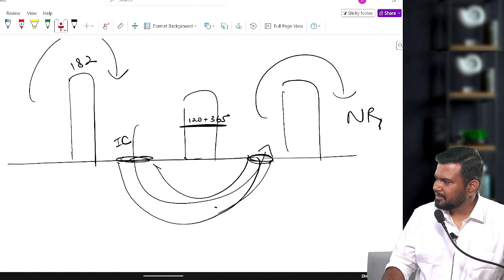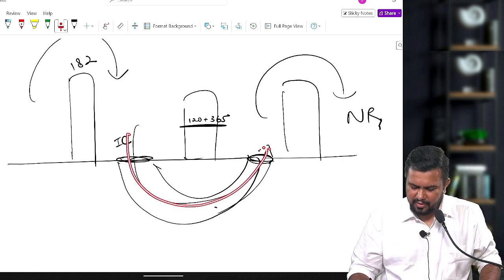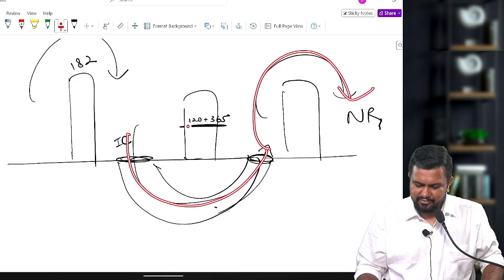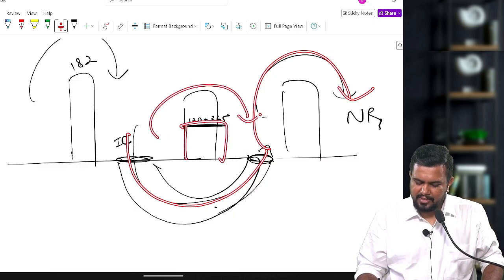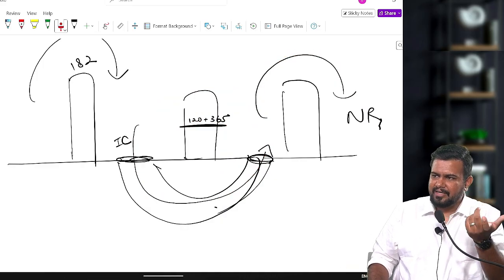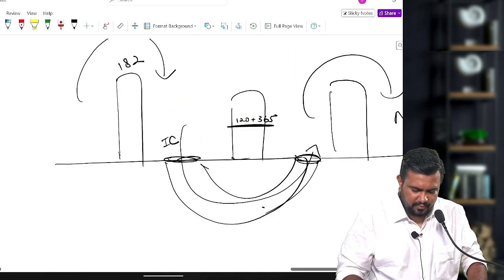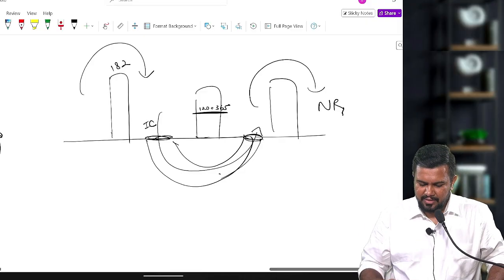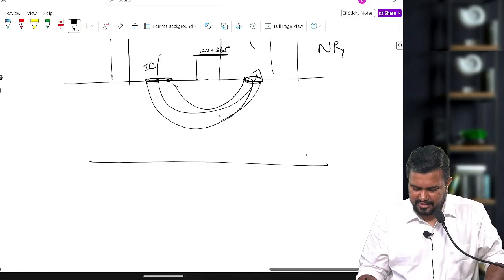Are you clear? If he goes through the tunnel, he will cross and become non-resident. If this becomes 120 days also, he will become non-resident because he does not satisfy the 120 plus 365 condition. It is only 100 days. 120 days he is not staying. Now let us see the next question. What is happening in the next question?